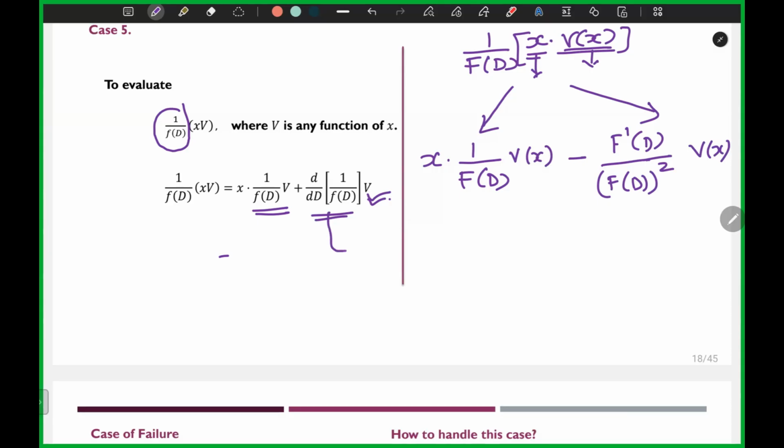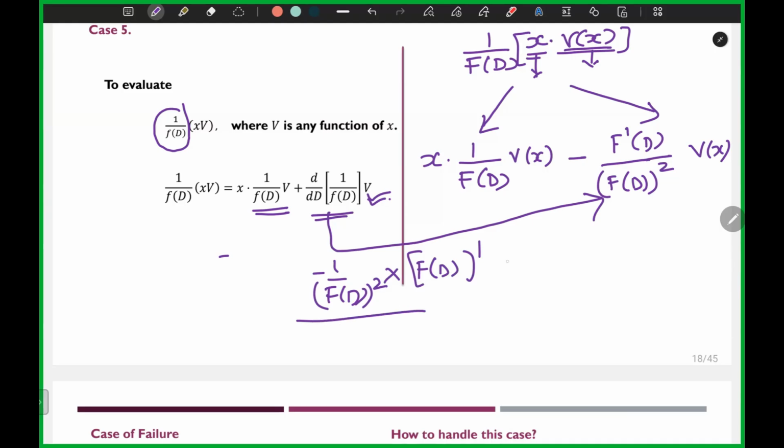This is the term we get from the derivative of 1 upon f(D). It is nothing but minus of 1 upon f(D) whole square into the derivative of f(D). I hope this formula is clear to everyone. For the rest, we follow the same procedure. Whatever terms come, we solve them the same way as we discussed in the earlier 4 cases.